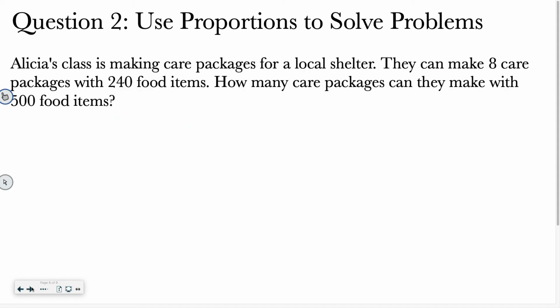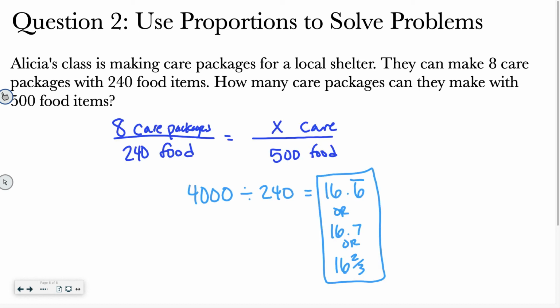All right, now it's your turn. Set up a proportion and solve this problem. Alicia's class is making care packages for a local shelter. They can make 8 care packages with 240 food items. How many care packages can they make with 500 food items? I'll give you a hint. You are going to get a decimal as part of your answer, and that's okay. Good luck.